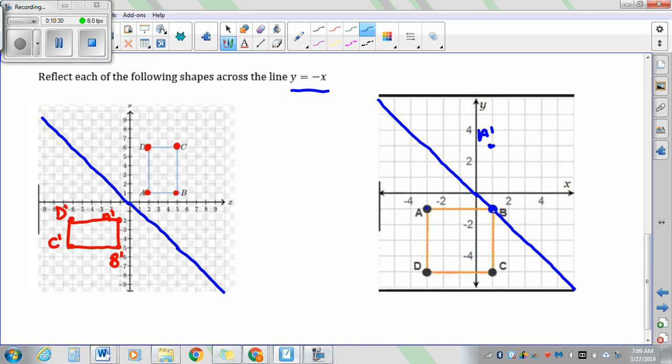It is 0 away, so B prime will also be 0 away. Anything on the line does not move. C is 1, 2 away, so 1, 2 away would be C prime. D is 1, 2, 3, 4 away, so 1, 2, 3, 4. And connect them back up into your square.